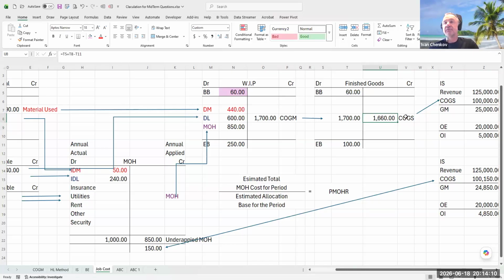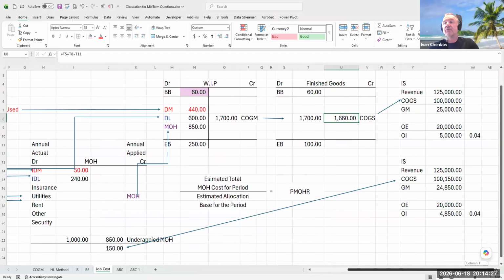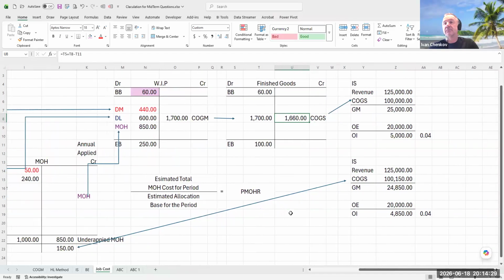So if my cost of goods sold is 1,660 and I'm under applying 150, how much will be my adjusted cost of goods sold? Obviously the original one, plus those 150 which you're adding additionally. And that's how you get it.